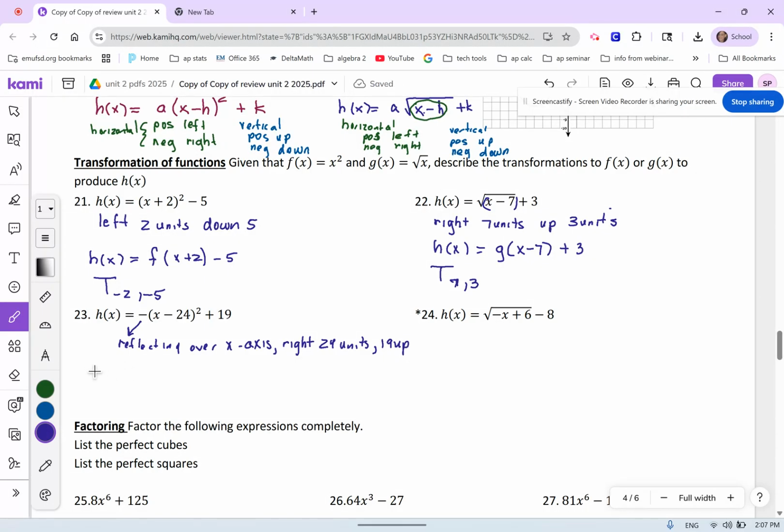In function notation, it's h of x is equal, again, to f of x this time, since the parent is the x squared. You're reflecting, so there's a negative outside the function. If the negative is outside, you're reflecting over the x-axis. You're moving right 24 units and up 19 units.